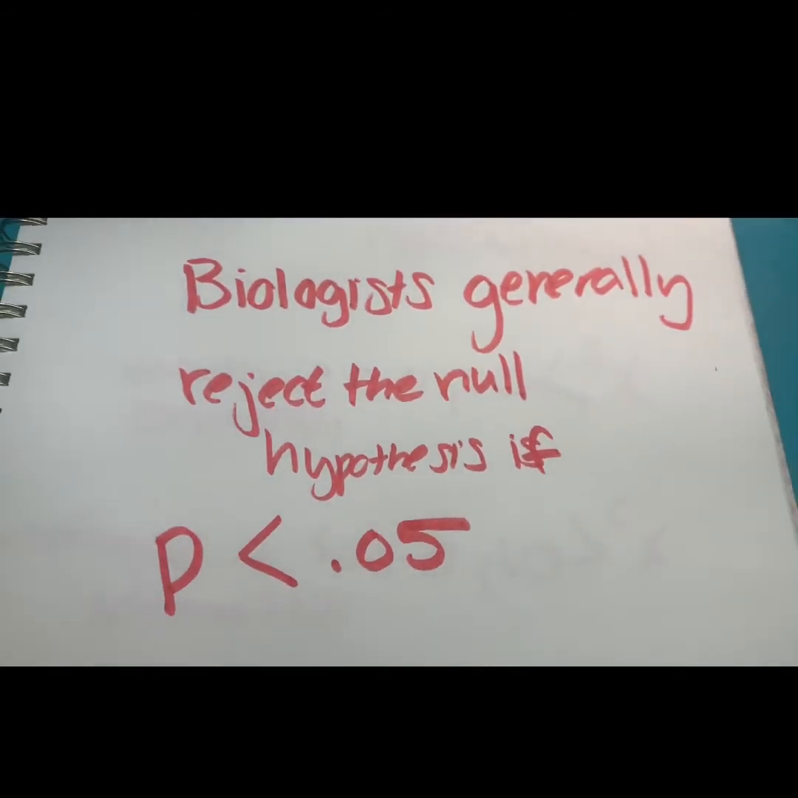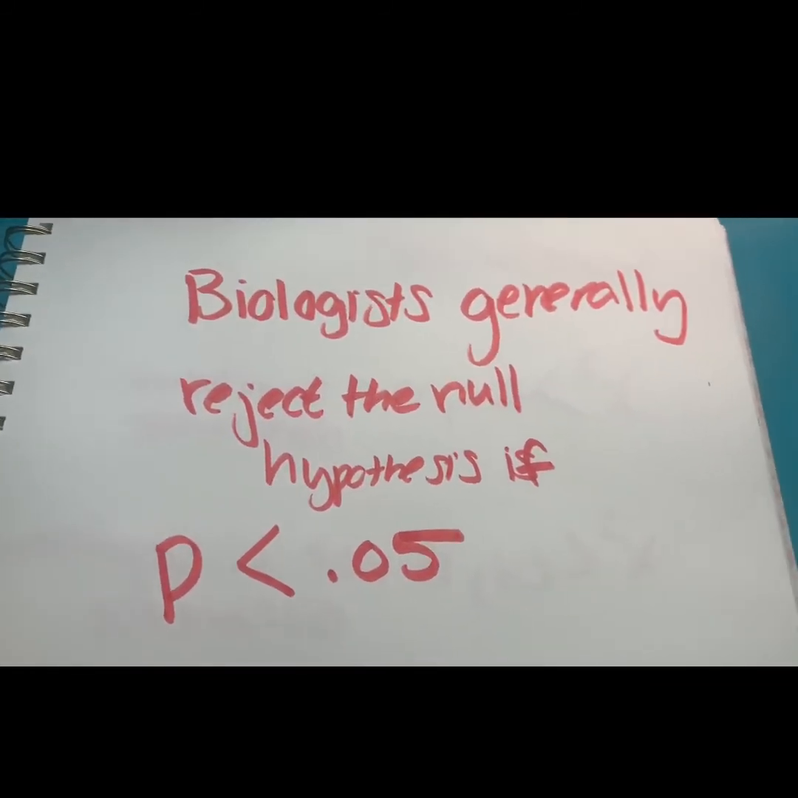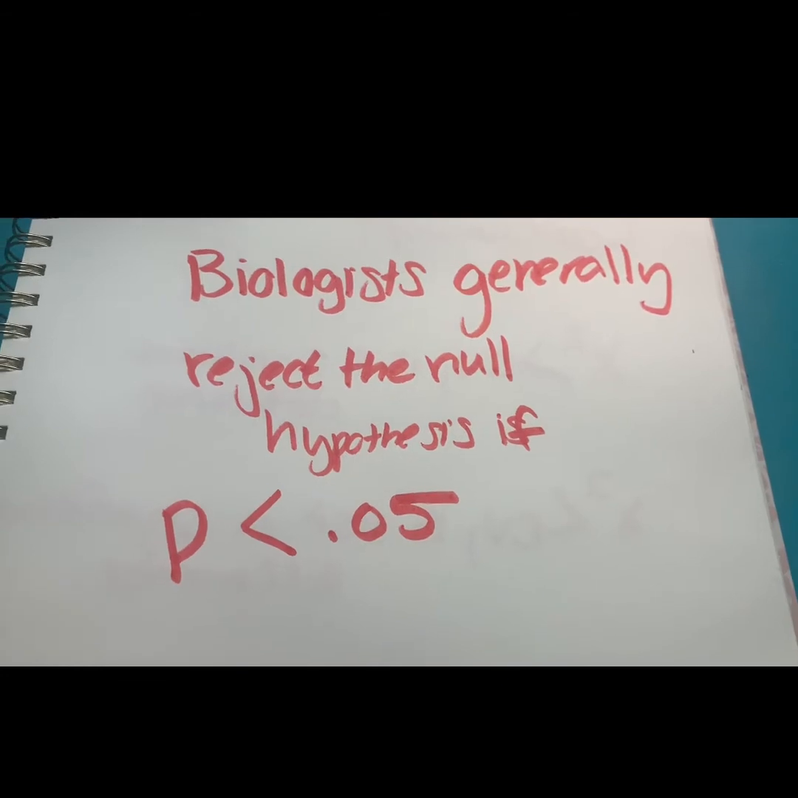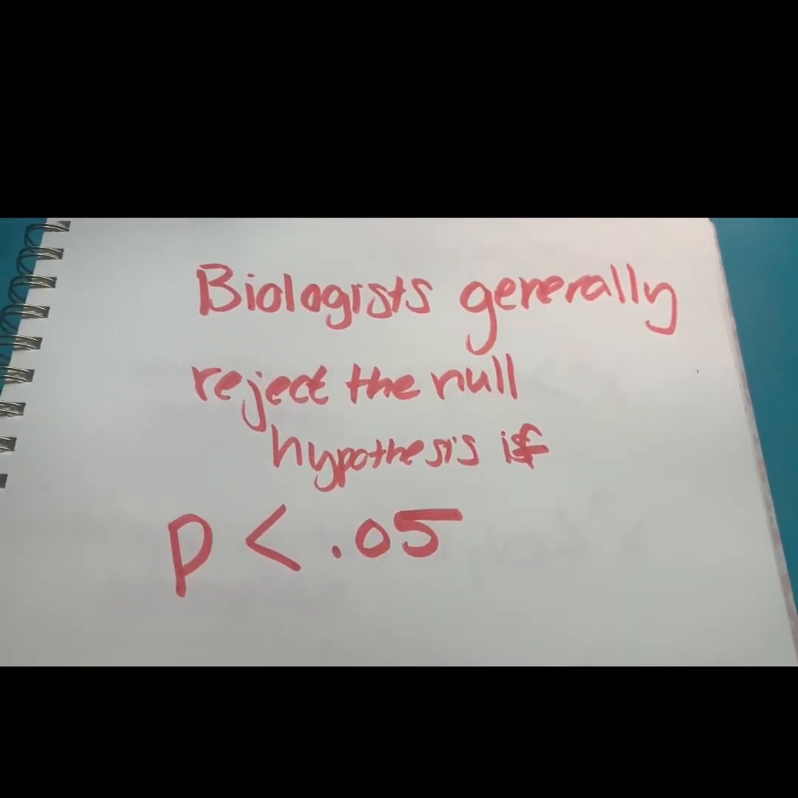Once you found the p-value, biologists generally reject the null hypothesis if the p-value is less than 0.05. Because the p-value is less than 0.001, the experimenter must reject the null hypothesis. What does it mean to reject or accept the null hypothesis? Accepting the null hypothesis means that the results from the experiment differ from the expected only by chance.